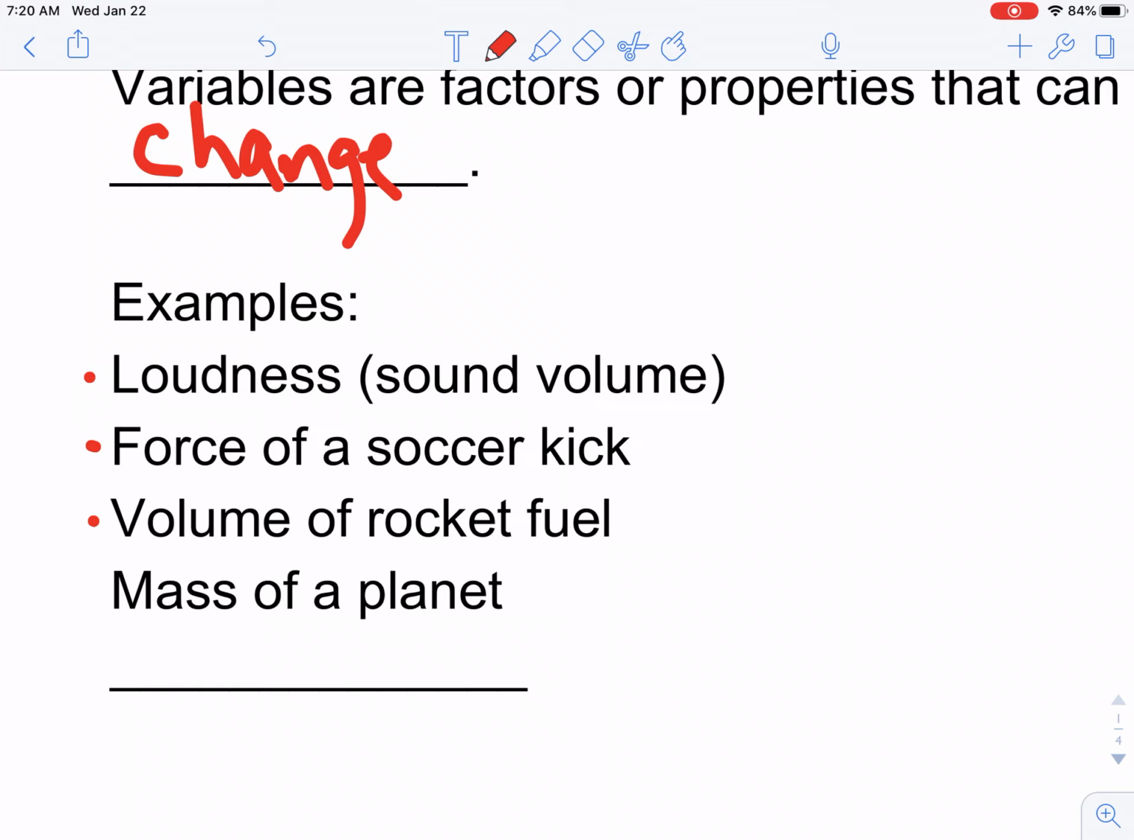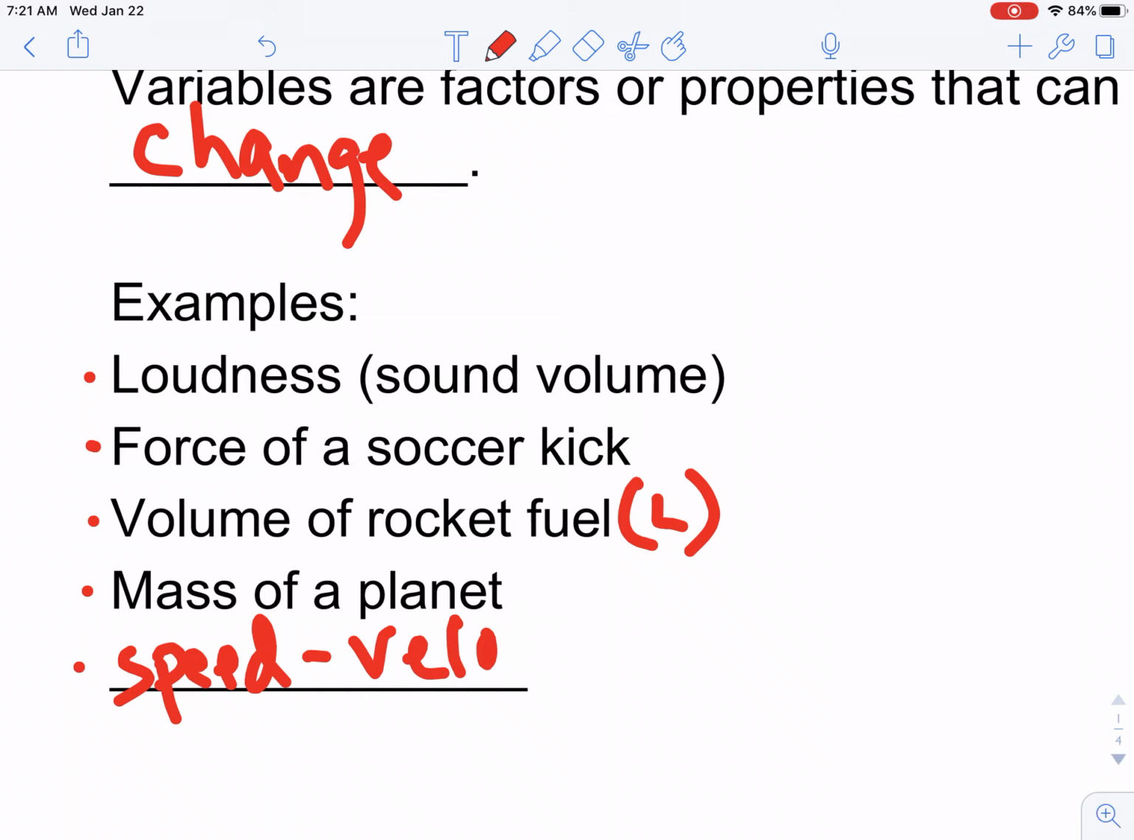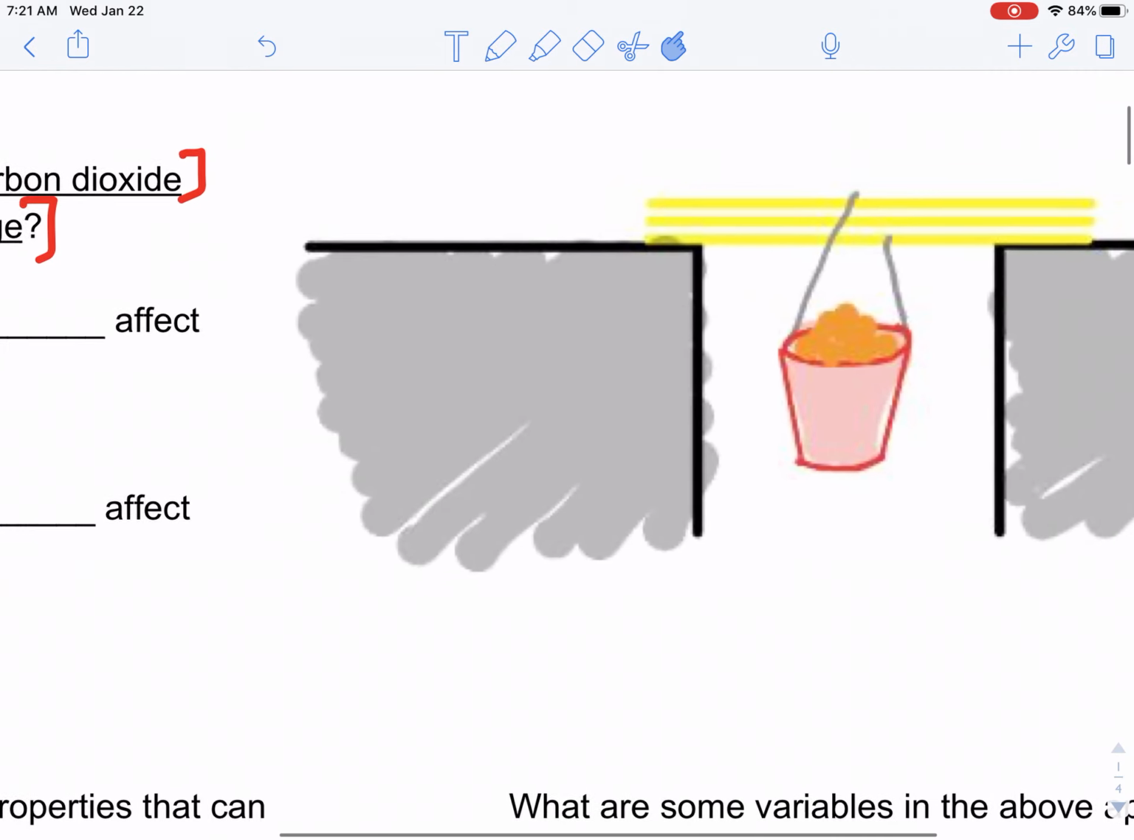You could change the volume of rocket fuel. You can add more liters of fuel, and that will make the rocket go to the moon or to Mars or, I don't know, to a black hole somewhere. You could change the mass of a planet. You could look at Earth, or at Jupiter, a much more massive planet. You could think about the speed of a car. Speed, or velocity, that's probably a better word, more physics-y. Velocity is something that can change. That's a variable.